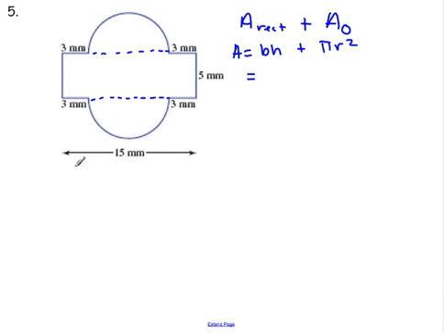I'll then come over here, I'll say, well, the base of the rectangle is 15 and the height of the rectangle is 5. I then need to talk about the circle, the radius for the circle. This is a little bit more complicated.